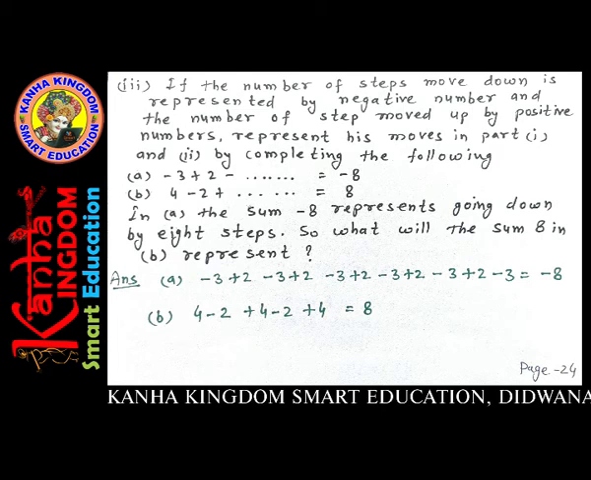In B part of this question, we have to jump 5 times. So 4 minus 2 plus 4 minus 2 plus 4, the addition of these numbers is 8.